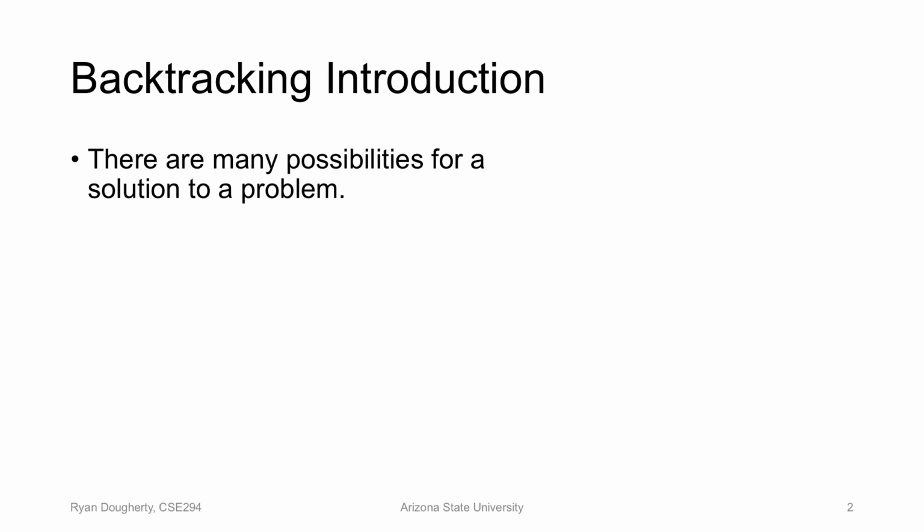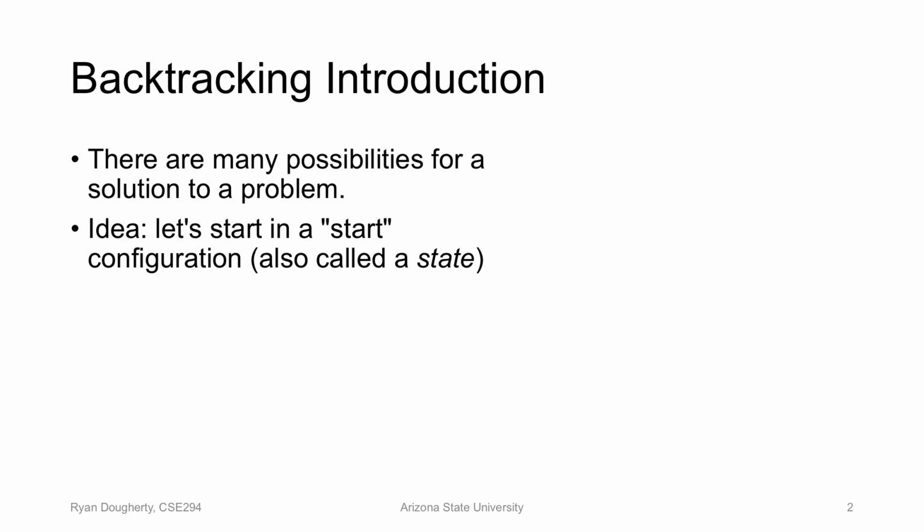And one of the problems with generating all solutions is that we may not even know how to generate all solutions. It may be very difficult, maybe even conceptually or time-wise or something else, to generate even one solution, let alone many solutions. So what we can do is start in a start configuration, just pick a random start configuration, and then we try all possibilities one by one.